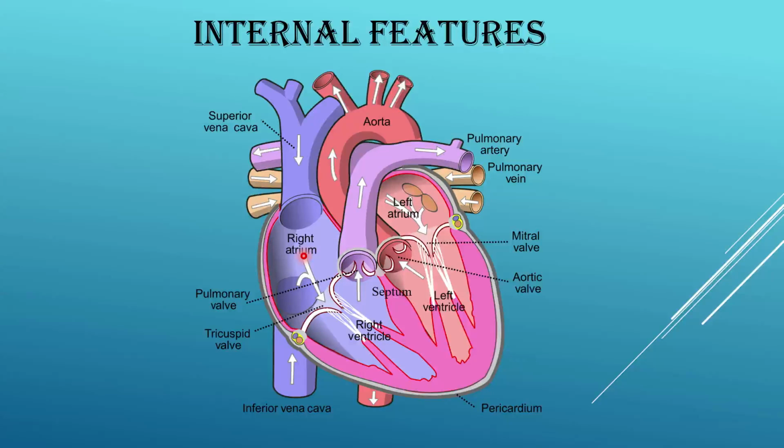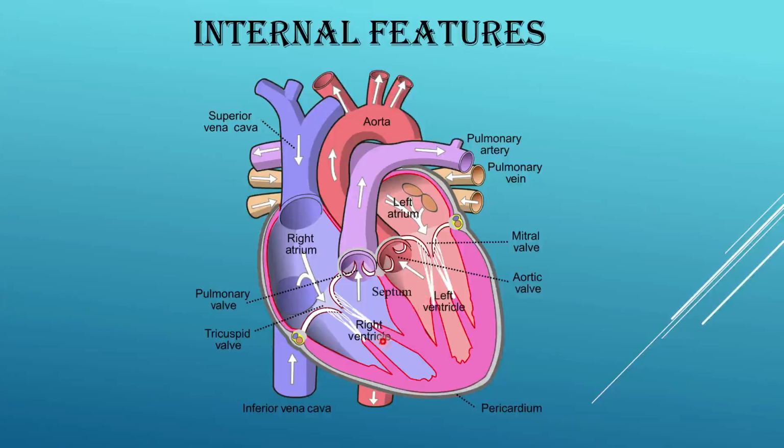This is right, which is on the left side of your body because it is the mirror image, and this is the left atrium. Both these atriums receive blood. They are the receiving chambers. So the right atrium receives deoxygenated blood from all over the body, and the left atrium receives oxygenated blood that is supplied from the lungs after oxygenation.